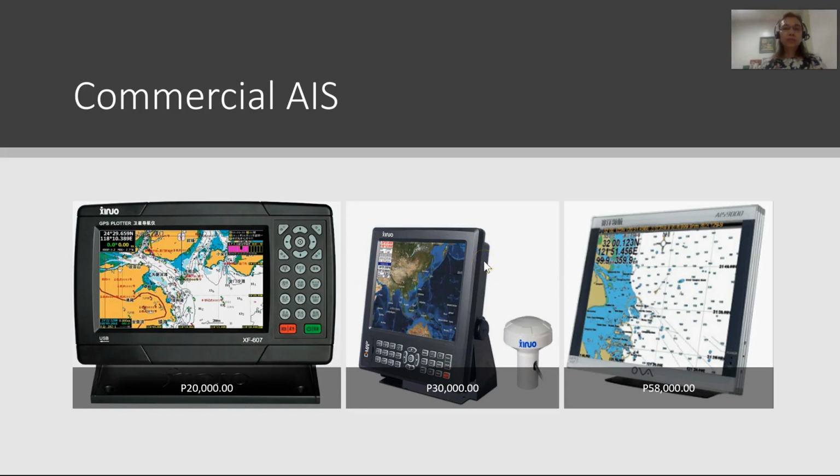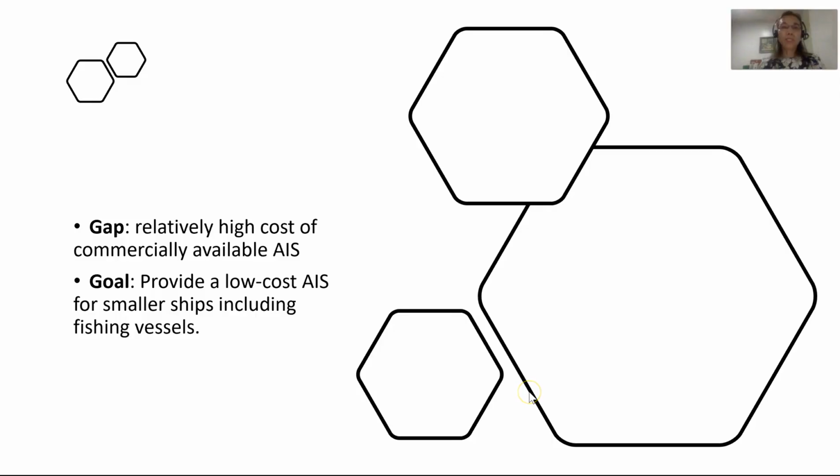Now, just to give you an idea of how much commercial AIS is, the cheapest is around 20,000, and then we can have actually more than 58,000. These are the only equipment that I found in typical Shopee and Lazada, but they can go as high as 100,000 pesos. Now, the aim of this research is actually to provide a low-cost version of the AIS for use by the fishing vessels or smaller vessels. Okay, so that's the idea.